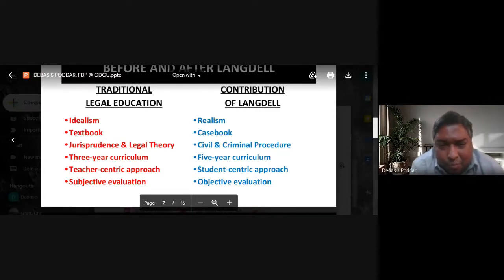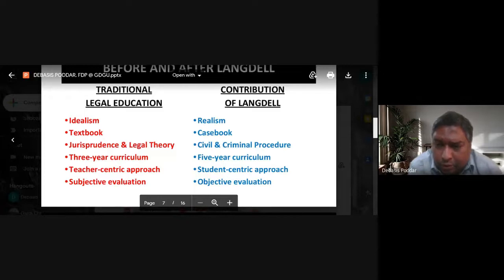So, from monologue to dialogue, the teacher-centric approach is replaced by the student-centric approach. So let us generate a discussion on the basis of the casebook. That is, the casebook will be offered to students at the very beginning of the semester, and the student will be asked to read and come prepared. Thereafter, the classroom will be used for generating a dialogue rather than a monologue, because the student is already supposed to be aware of the case.